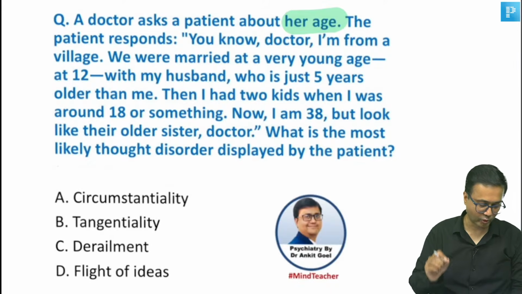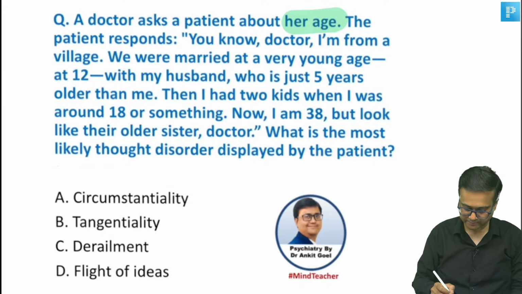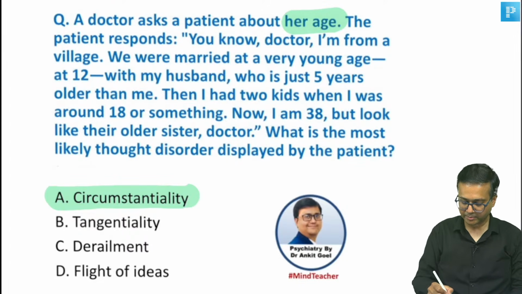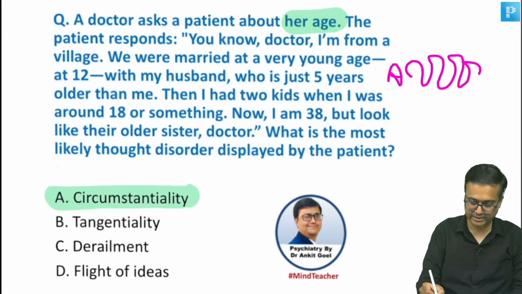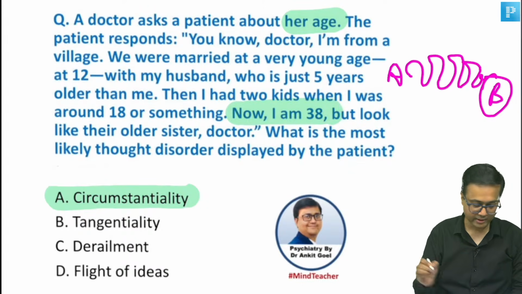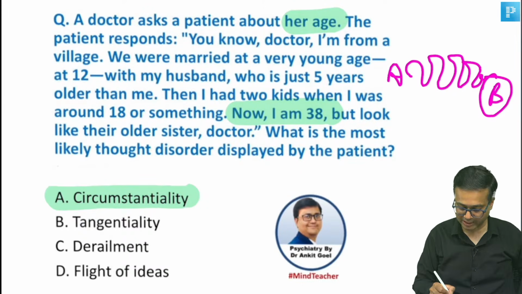What thought phenomena can be seen? Can you appreciate, beta? Very good, beta. Why are you saying it is circumstantiality? Very good. The age was asked. Can you appreciate the patient has given unnecessary information, but ultimately has the patient answered back the question? Yes, you will see the patient has answered. So it is not tangentiality, beta.